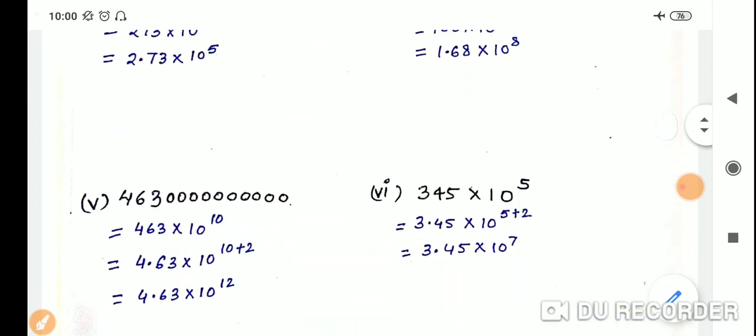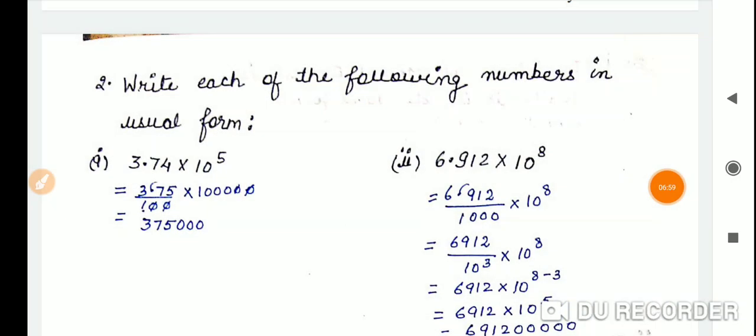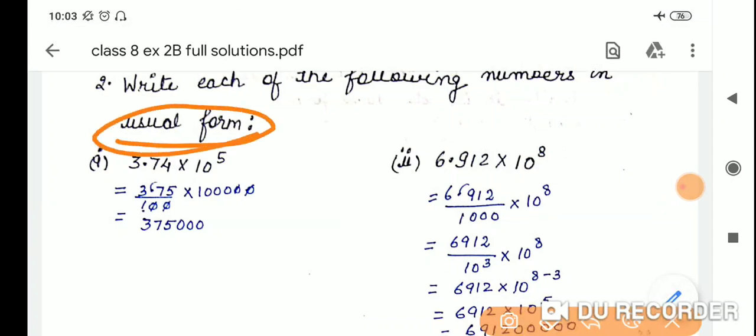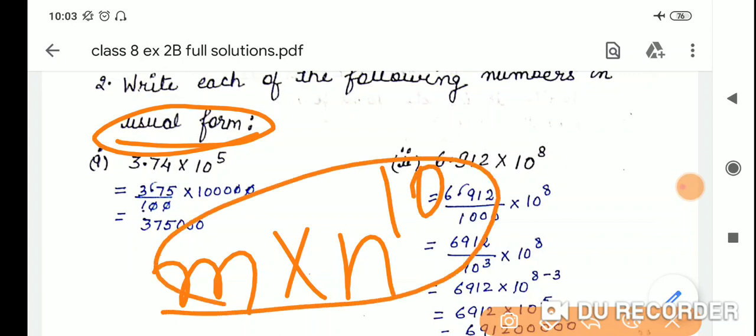So now coming to the second question, that is, write each of the following numbers in usual form. The first one is 3.74 into 10 raised to the power 5. As you can see, the question is saying about the usual form. Usual form means the real form, not in the form of m into 10 raised to the power n. This we will get in the question and we have to write it in the usual form, or you can say the expanded form.